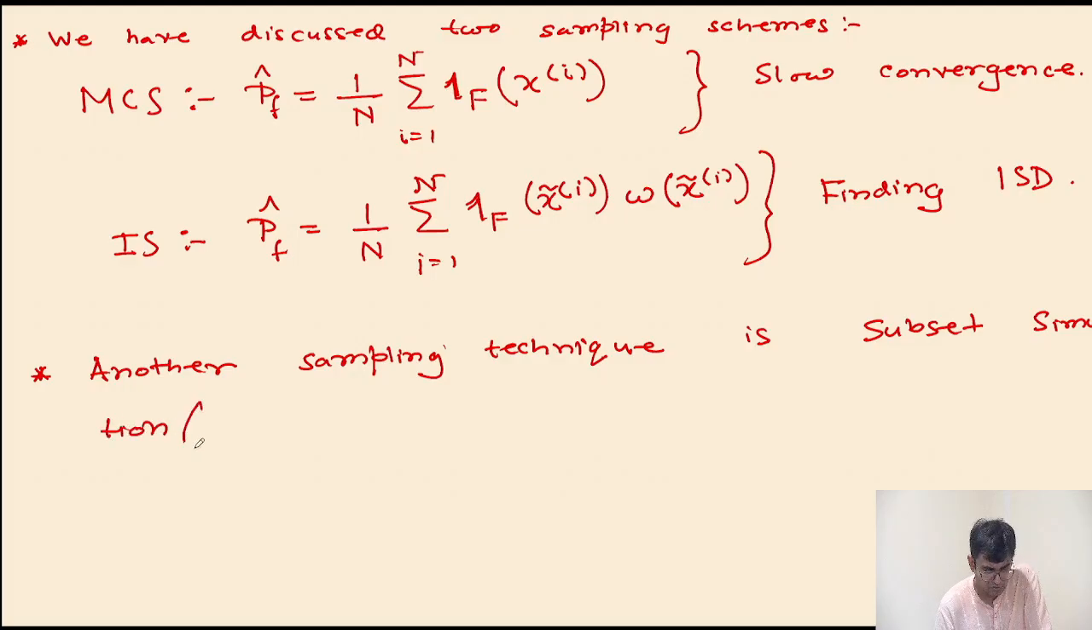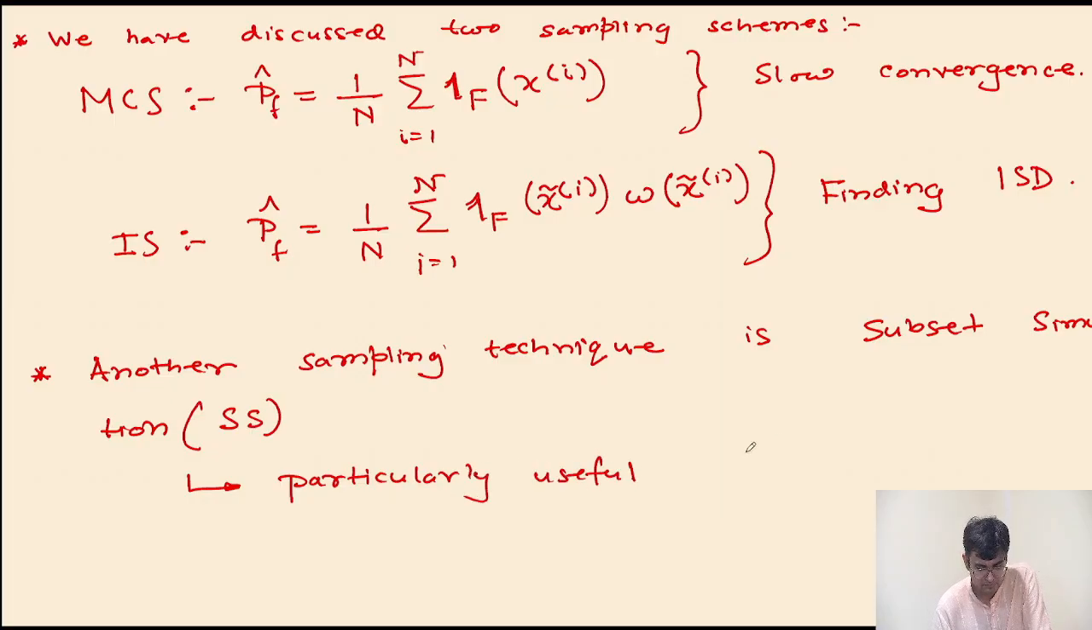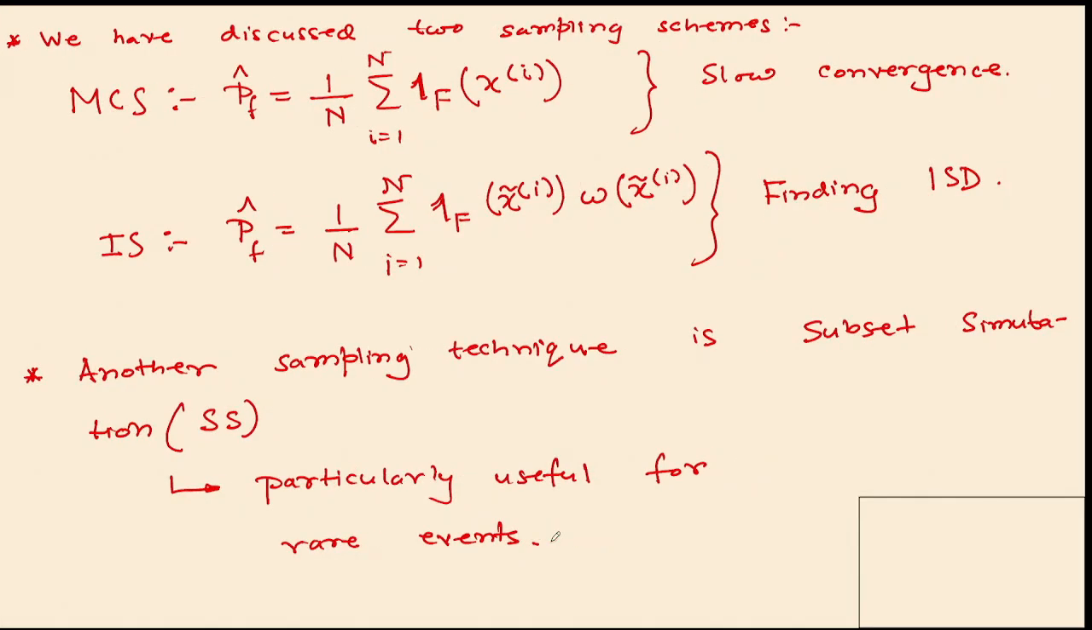Okay, or as it is popularly called SS, and this is particularly useful for rare events. Okay, this is particularly useful for rare event probability.